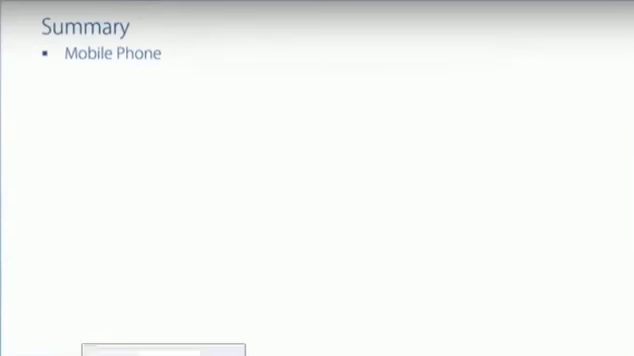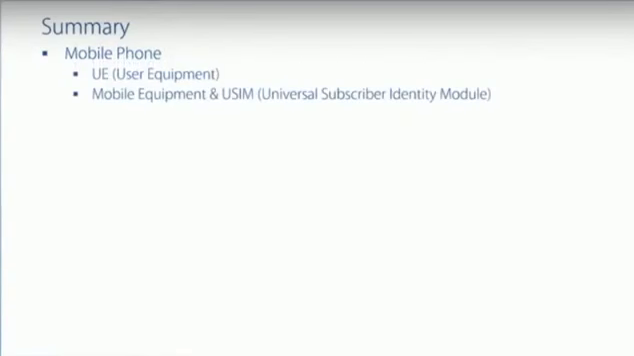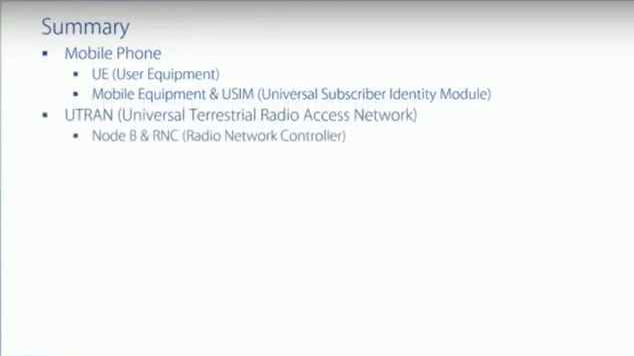In summary, we've identified there's a mobile, and the mobile is termed the UE or user equipment, and it's made up of two parts, the mobile equipment, the hardware, and the SIM card or the USIM, the Universal Subscriber Identity Module. We've also identified there's a radio access network in the UMTS called the UTRAN, the Universal Terrestrial Radio Access Network, and that's made up of the controllers, the RNCs, radio network controllers, and the base stations, the Node Bs.